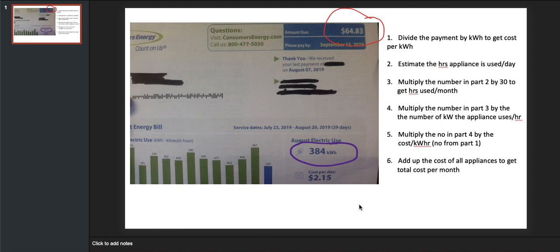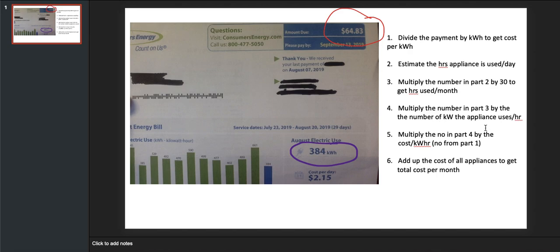For an oven, for example, you don't use it all the time. You might use it 3 times a week for 2 hours. So just estimate, do your best. It's not an exact, unless you sit there with a timer, it's not going to be exact, but just estimate the hours each appliance is used. Then you multiply this number, this estimate, by 30 to get how many hours you use each appliance every month.